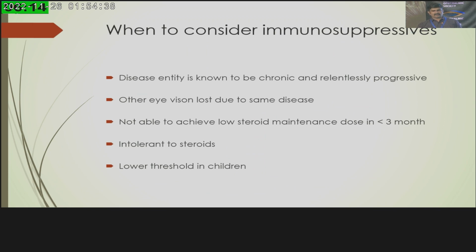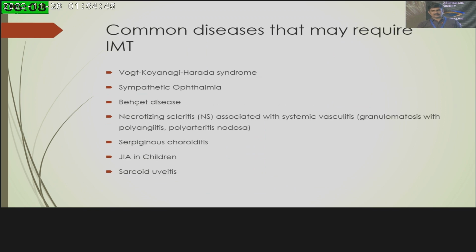And in children, the complications of uveitis are so severe. So we have a low threshold for starting immunosuppressives in children. These are some of the common diseases, VKH especially.